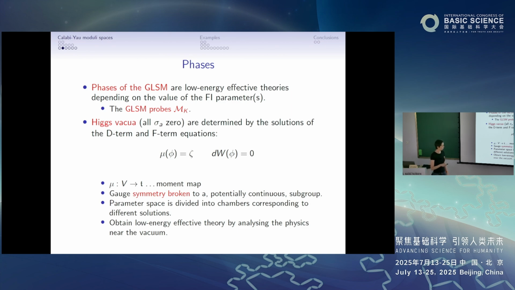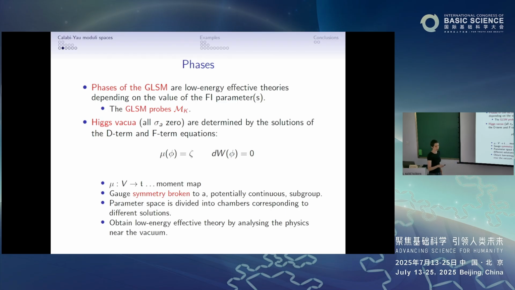And the fact is now, especially when these parameters change sign, the solutions to this equation can change. So what will happen is, because we're looking at a vacuum, the gauge symmetry will be broken. It can be broken completely. This is what would happen for the well-studied Calabi-Yau cases. But it could also be broken just to a subgroup, and this may even be a continuous subgroup.